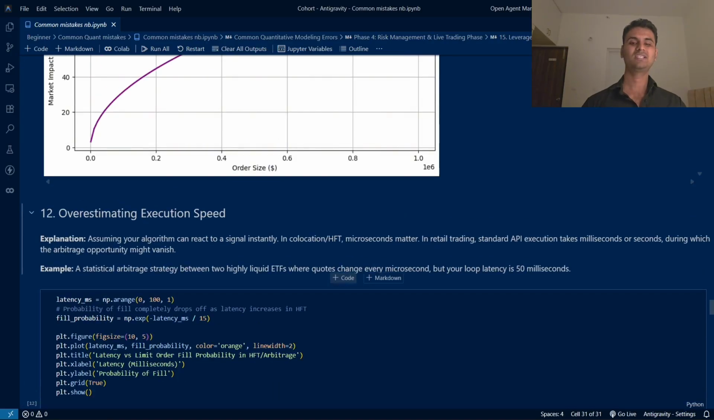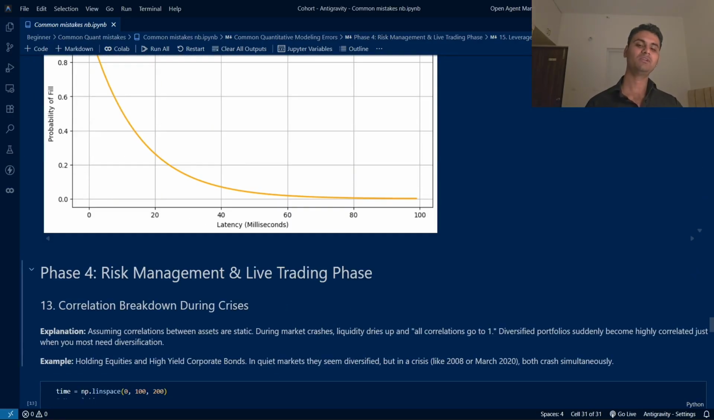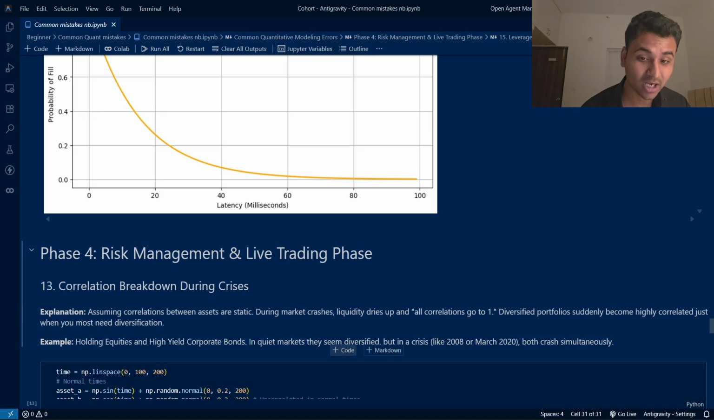So now, overestimating execution speed, not entirely for people who are retail traders, honestly. For HFTs, every microsecond matters, every latency, everything matters, because they are working on statistical arbitrages and misquotations and mispricing between two exchanges, two liquid ETFs. Every microsecond matters, but your loop latency might be 50 milliseconds. You might be able to take down that loop latency to, let's say, 5 milliseconds with virtual private servers. This is the issue.